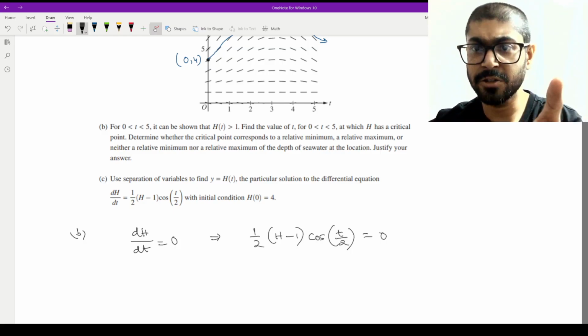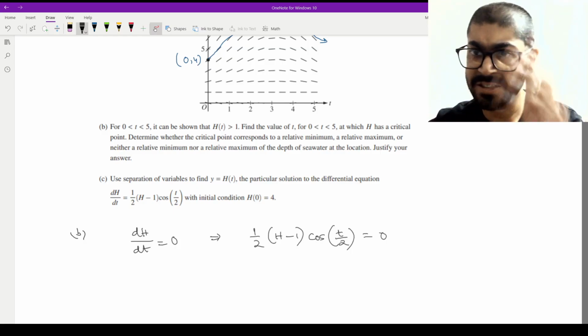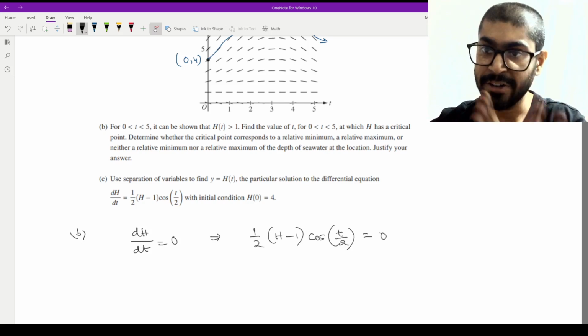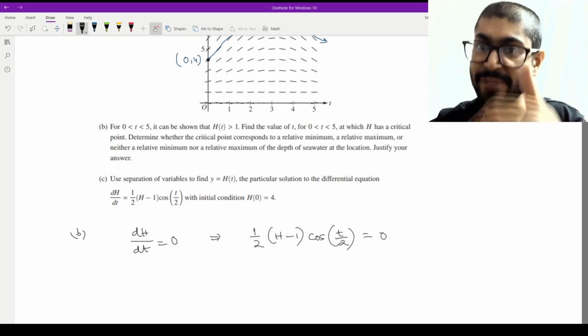Now critical points are also known as saddle points, inflection points, turning points, etc. So make sure that you are aware of the terminology because it can vary year upon year.